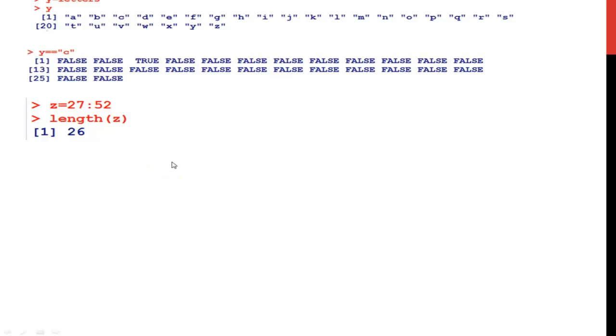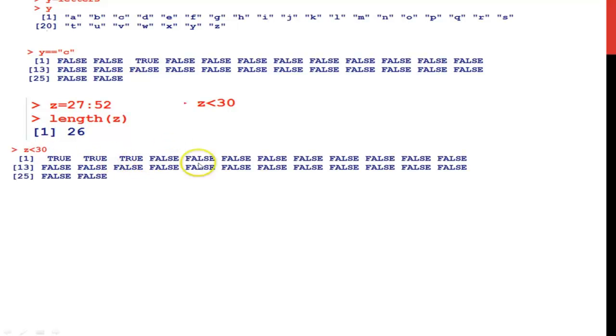Okay, how about this? Z is from 27 to 52. The length of z is what? Okay, that makes sense, right? It's just the length of the vector. That's the length function for a vector. Z is less than 30. What's that going to give me? It's going to give me true, true, true, 3 truths, sorry, 27, 28, 29. And the rest are false, right?